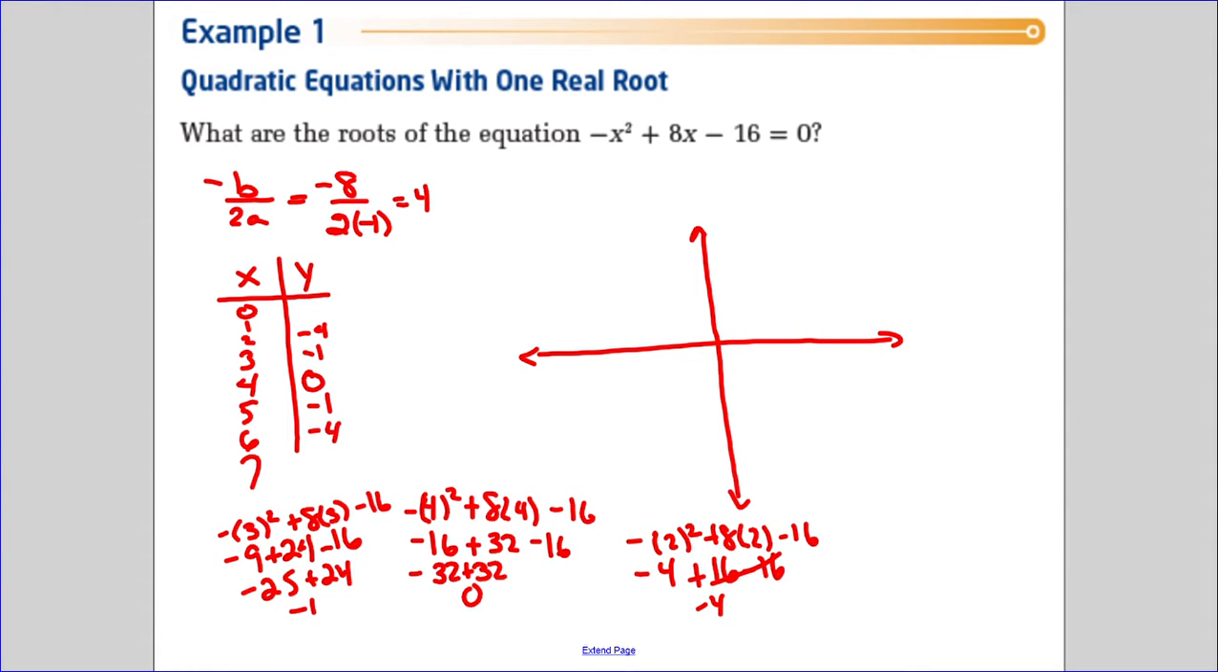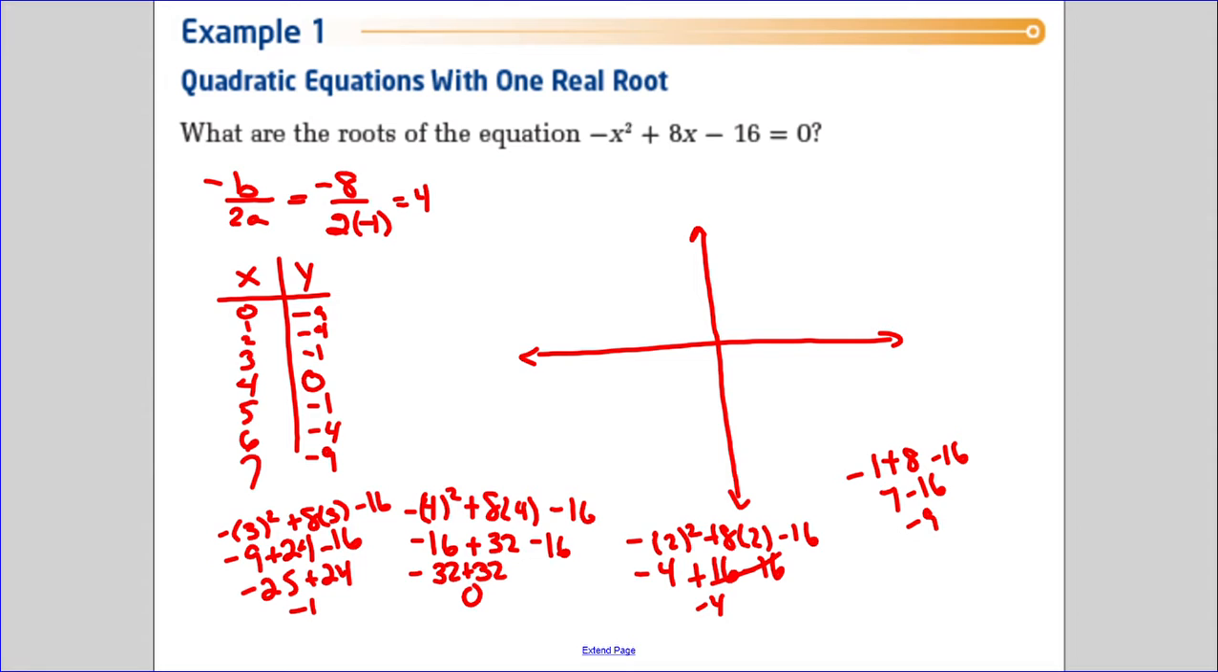Now, I can kind of see from here where this is heading. If x is 1 in this case for my next one, let's see here, negative 1 squared is negative 1, plus 8 times 1 is 8, minus 16. So that's 7 minus 16, which looks like it's going to be negative 9. So it looks like I'm going to get negative 9 and negative 9.